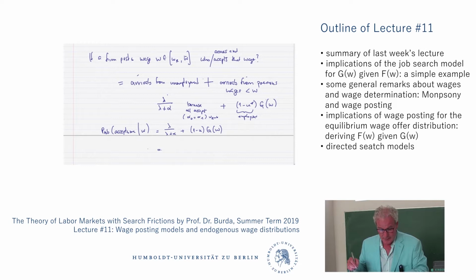Lambda is a primitive parameter, alpha is a primitive parameter, u is not a primitive parameter. u is equal to lambda divided by lambda plus alpha, and therefore 1 minus u is going to be equal to alpha divided by lambda plus alpha. Okay, and the g distribution that we derived under these simplifying assumptions would be lambda times f of w plus lambda plus alpha times 1 minus f of w.